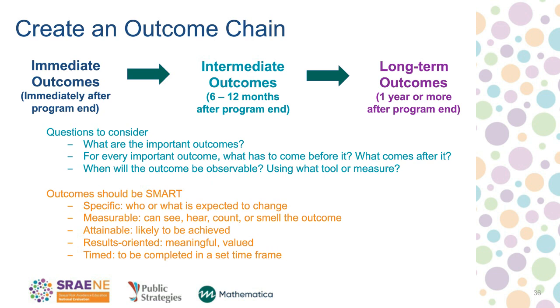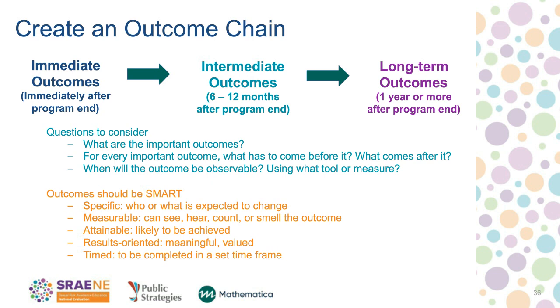That's fine. That is a perfect long-term outcome. But it's not a good long-term outcome if I don't have intermediate and immediate outcomes that somehow or another are related to housing or to the ability of a youth to secure housing. So that's kind of what I'm talking about there.